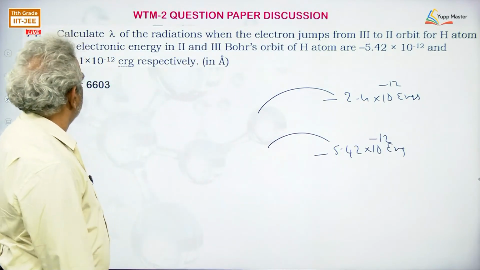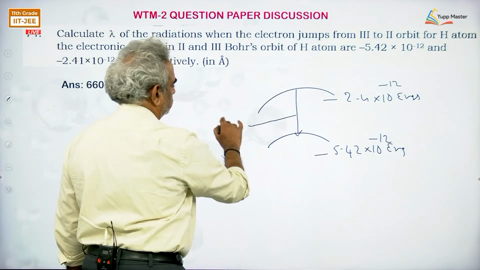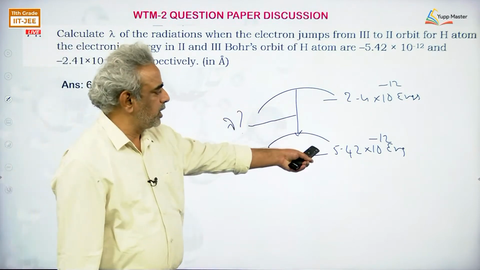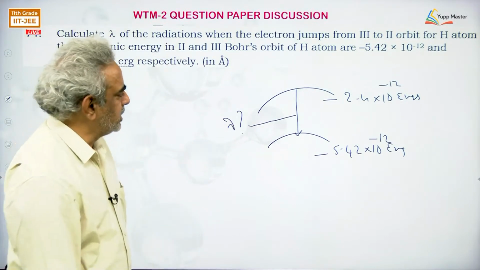He is asking lambda of the radiation. We want lambda. What is the lambda of the radiation? So, if electron jumps from here to here, what will happen? Some energy is lost. How much energy is lost?